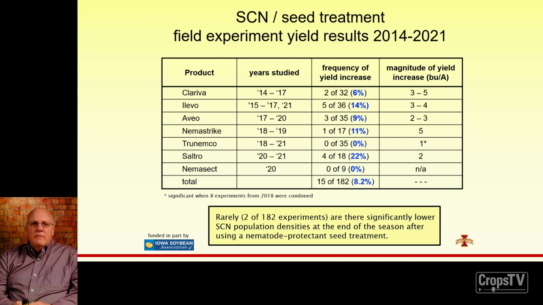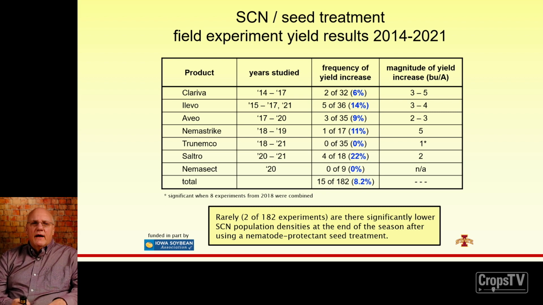And the final thing I wanted to mention about our experience with seed treatments is that rarely do we see significantly lower end-of-season SCN egg counts after using a nematode protectant seed treatment, even in experiments where there was a positive yield response. And that's just a fact in terms of our data, but it doesn't trouble me because I think it's very unlikely that any seed treatment would be able to provide season-long control of SCN numbers.